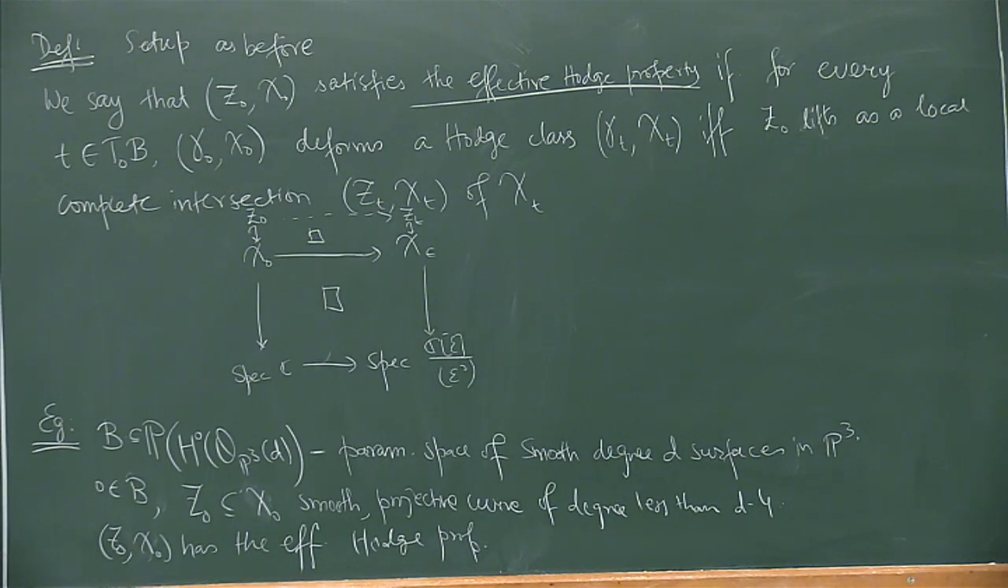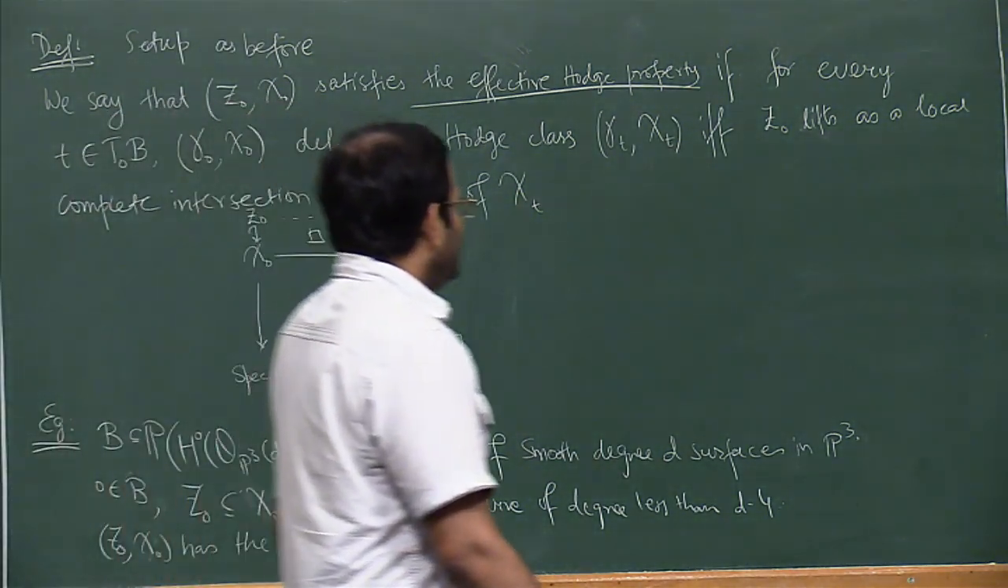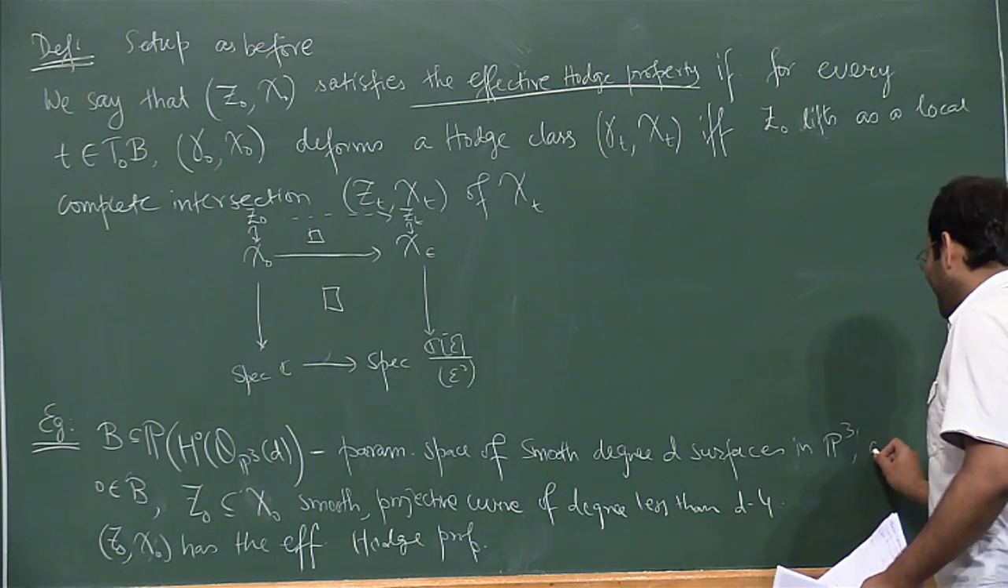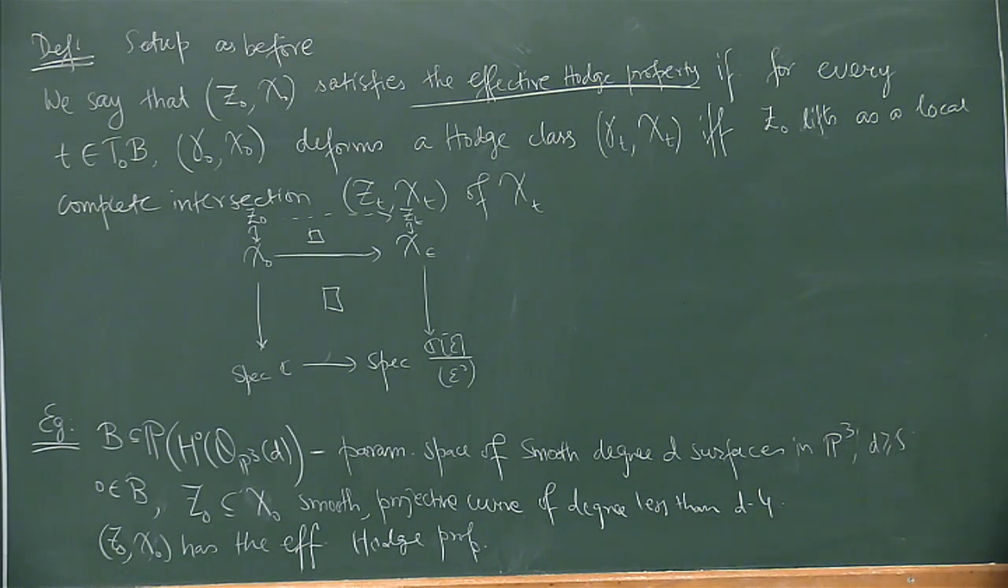So for any infinitesimal deformation of this pair, the cohomology class of Z0 will remain a cohomology class if and only if this curve lifts as a local complete intersection. Maybe I should take D greater than or equal to 4 to be safe. Okay. Now, typical counterexamples come from, so let's just look at the surface case.